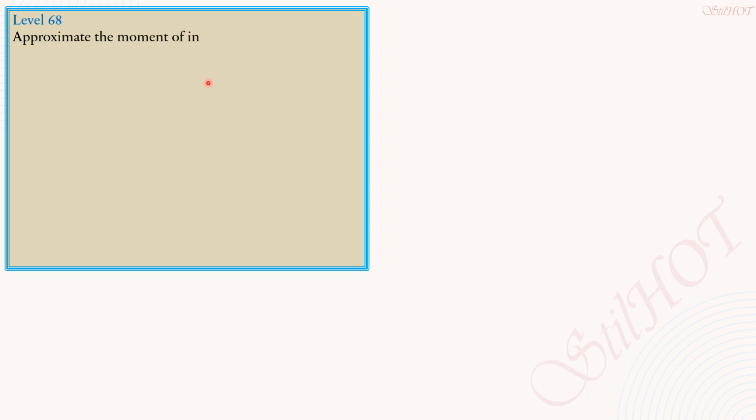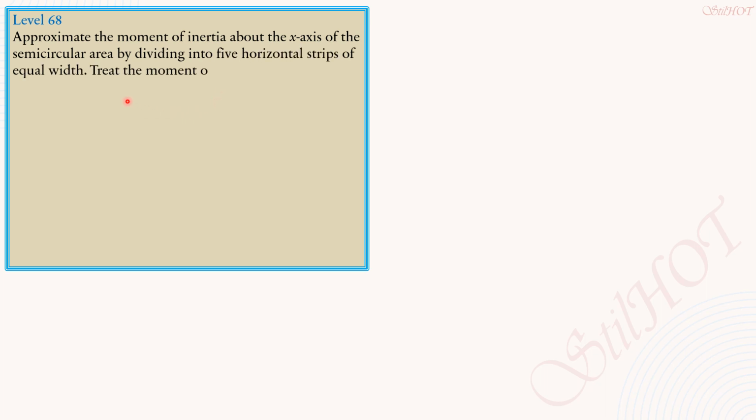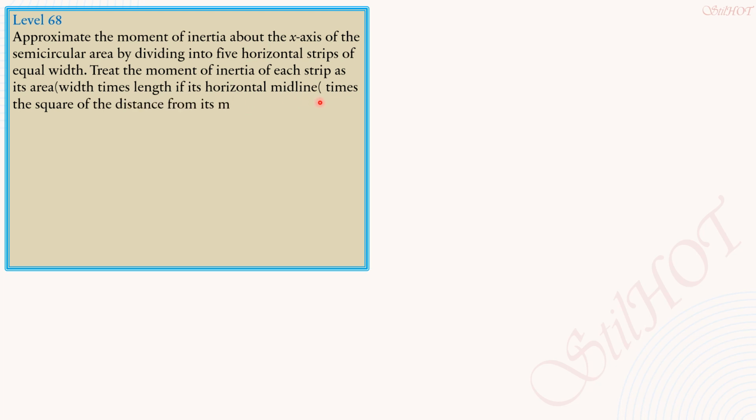Level 68, approximate the moment of inertia about the x-axis of the semicircular area by dividing into 5 horizontal strips of equal width. Treat the moment of inertia of each strip as its area, width times length of its horizontal midline, times the square of the distance from its midline to the x-axis. So area times distance squared. Compare your result with the exact value.